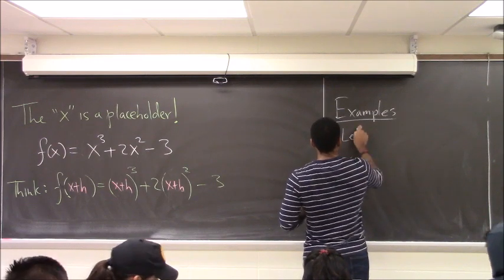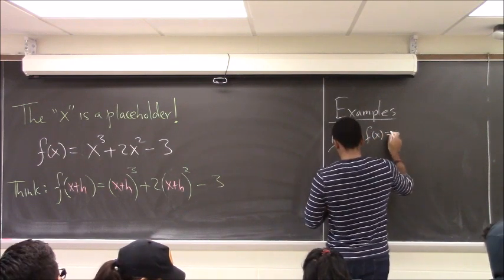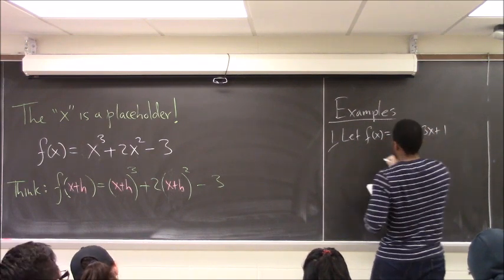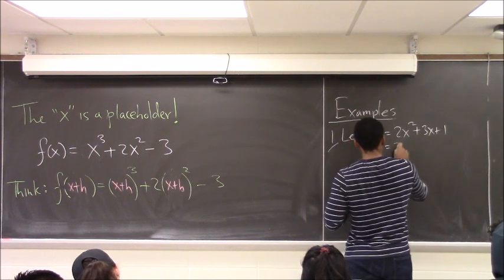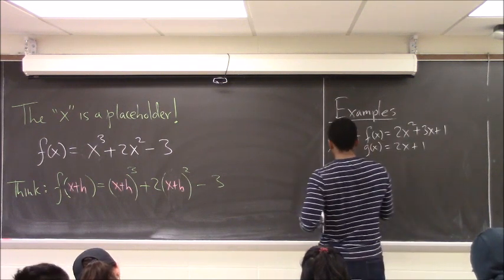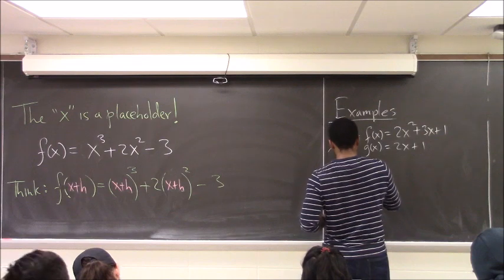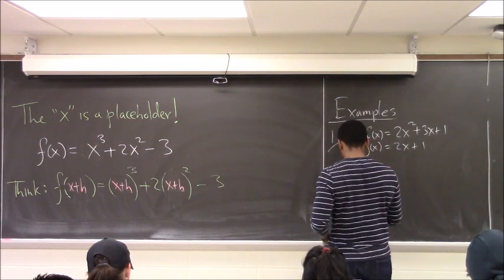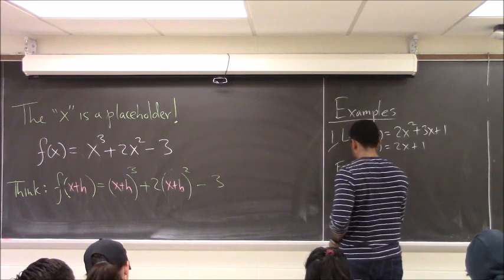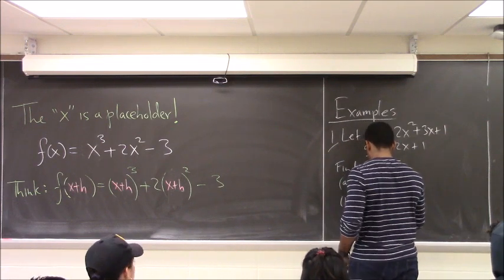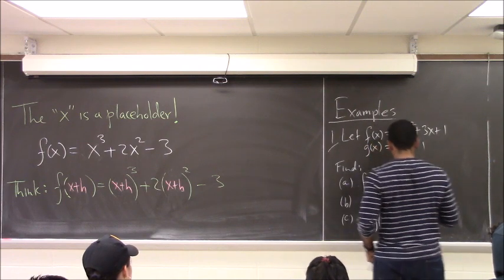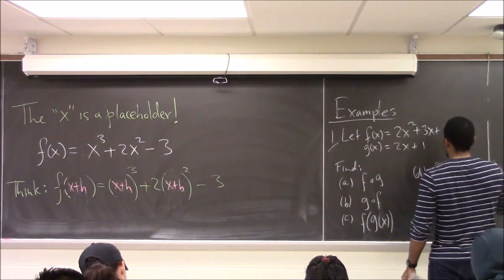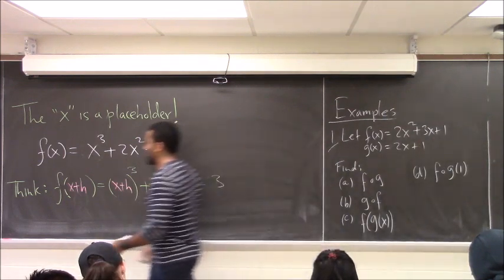Example 1. Let f of x equals 2x squared plus 3x plus 1. Let g of x equals 2x plus 1. Find f of g, g of f, g of x, f of g of 1. Let's start with that example.